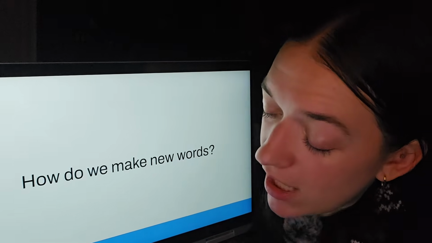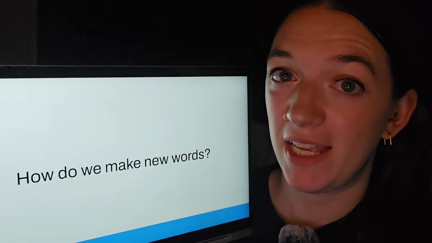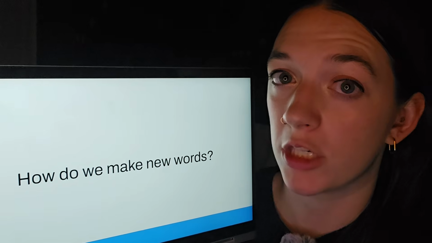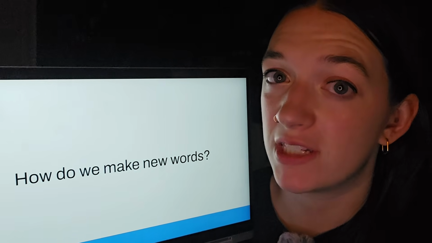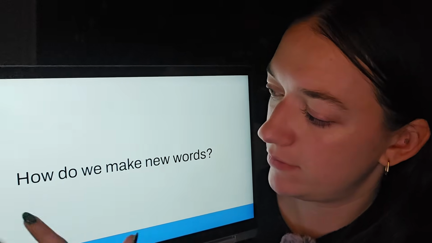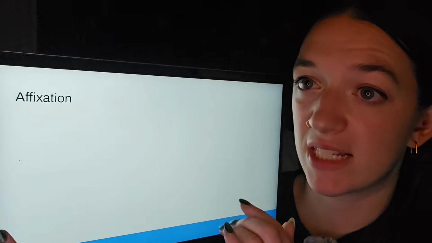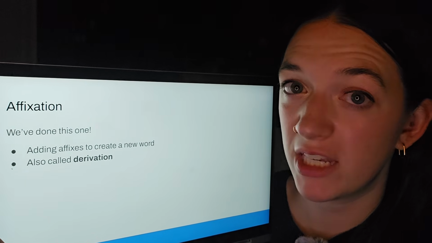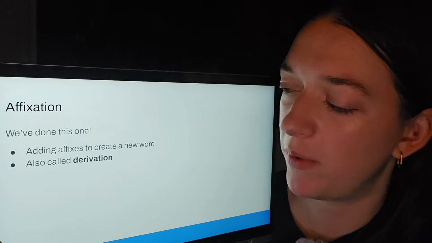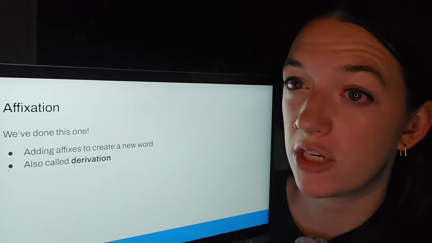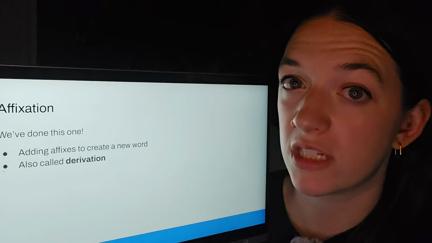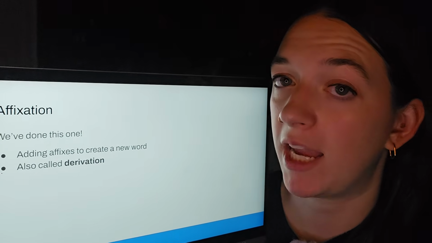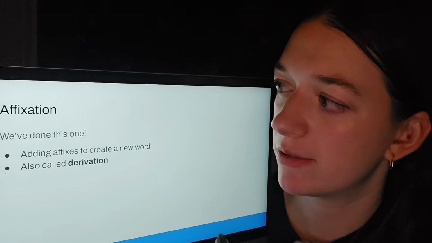Now, this answers how we get new meanings from existing words, but how do we go about creating new words? Well, there's a couple of different ways. One is affixation. We've talked about this one in the morphology video. So this is when we add affixes to create a new word. This is also called derivation. If you want to learn more about affixes, I recommend checking out my morphology videos.